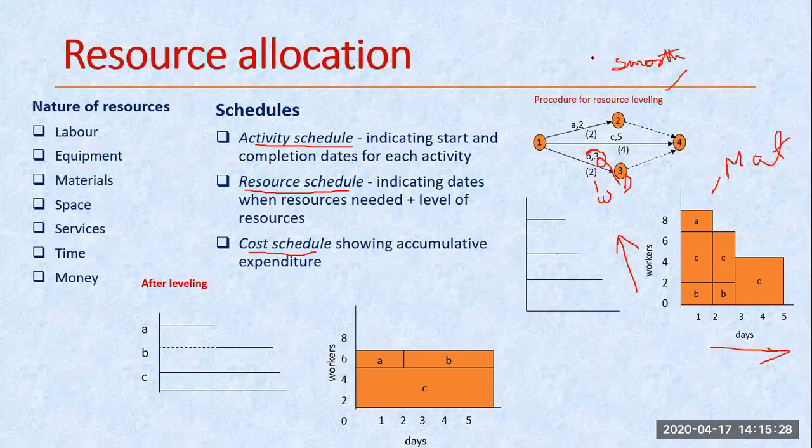Right now I have to smooth my resources. What do you mean by smoothing of resources? Actually, if I see this, up till the second day we need 8 resources. From the second to third day, I need only 6 resources. From 3 to 5, I need 4 resources. So there is a very big mismatch.